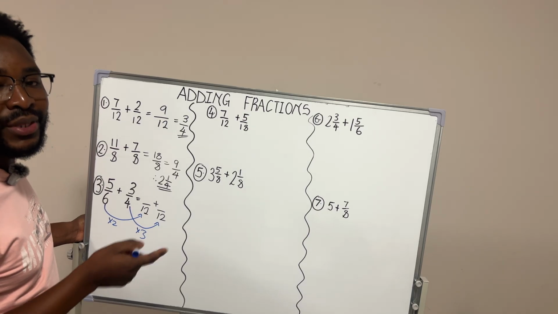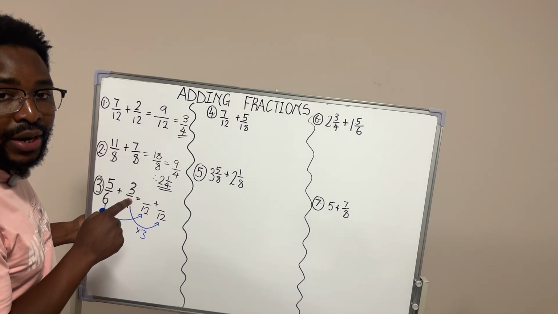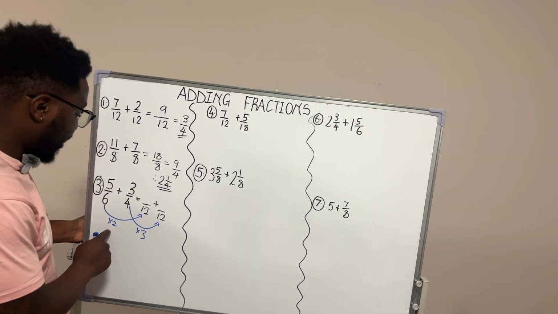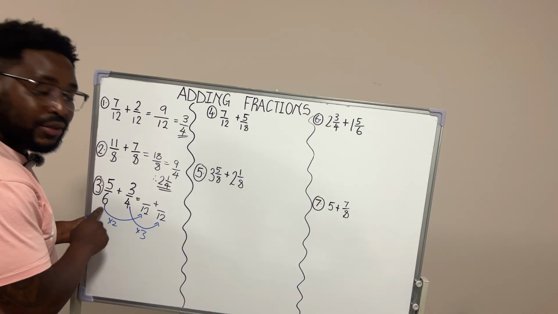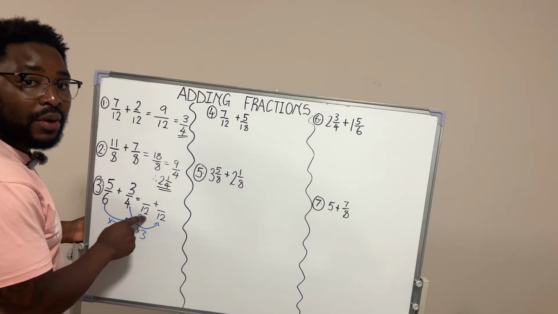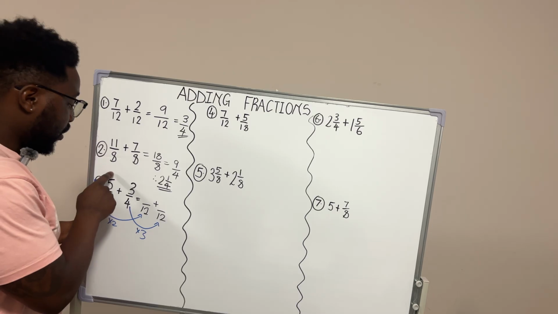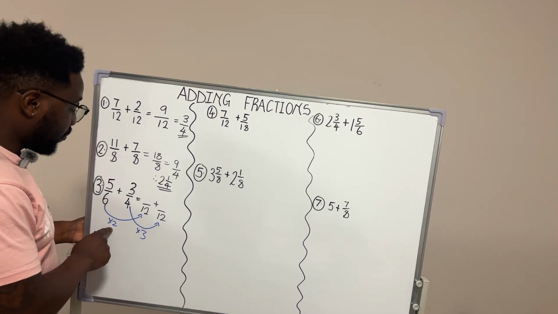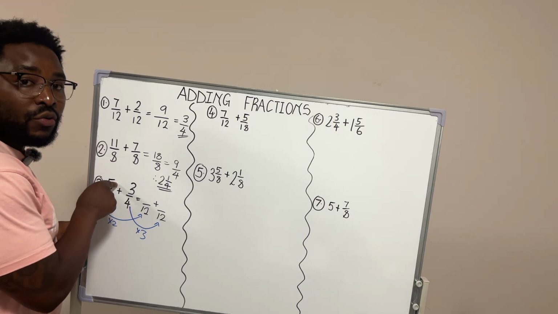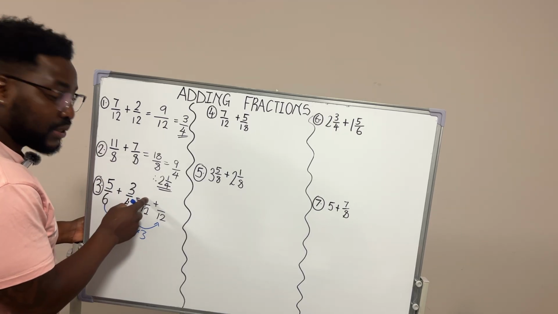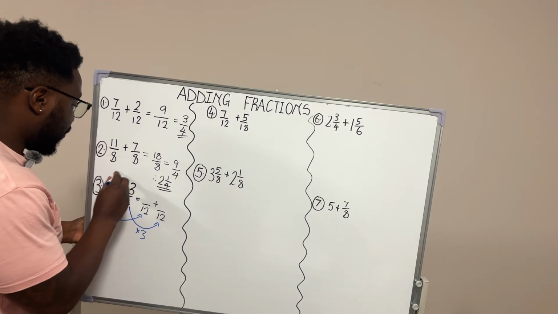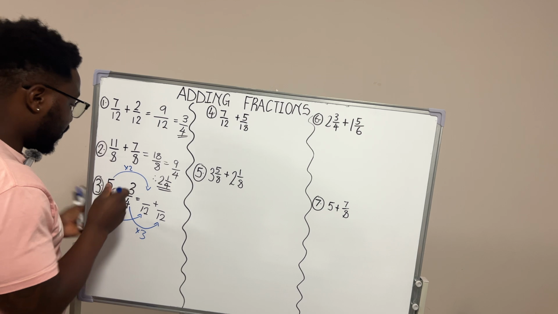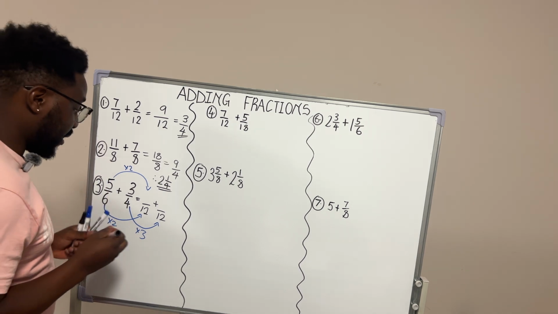We also have to deal with the numerator. The same number that you multiplied to change your denominator to 12 is the same number that you have to multiply to the numerator. For us, we multiplied by 2, so we also have to multiply the numerator, which is a 5, by 2 to get this number over here. So 5 multiplied by 2 gives us 10.